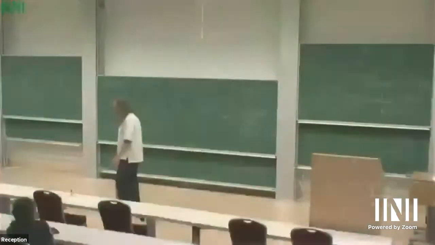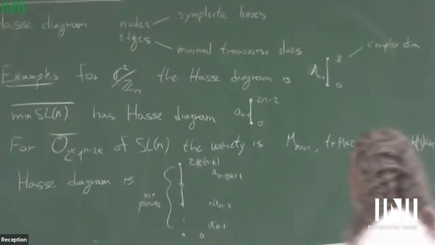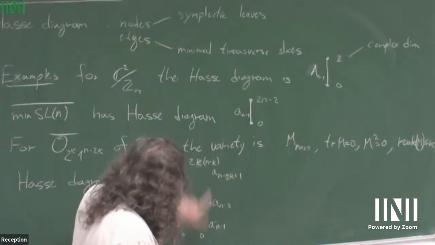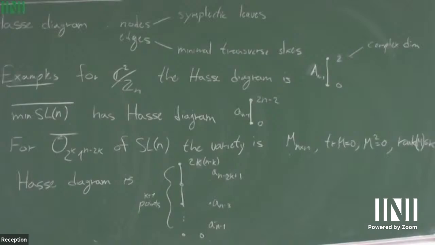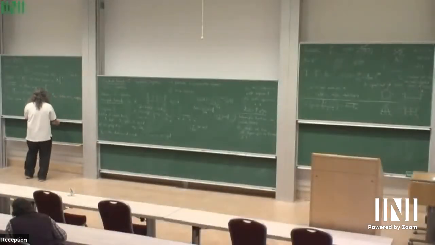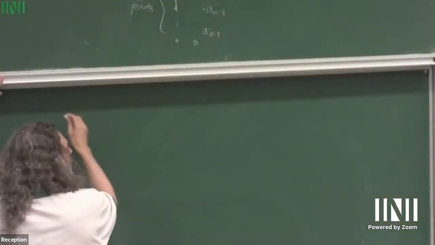by Kraft and Procesi, which said that a large class of quivers is either of type capital A or lowercase a. So let's do this and then we will finish.